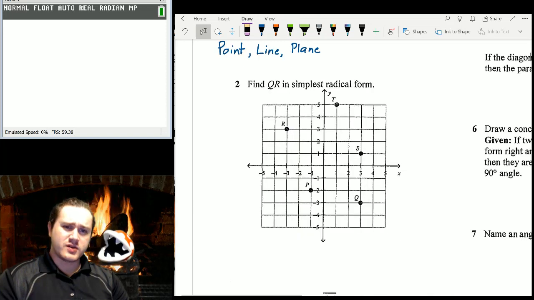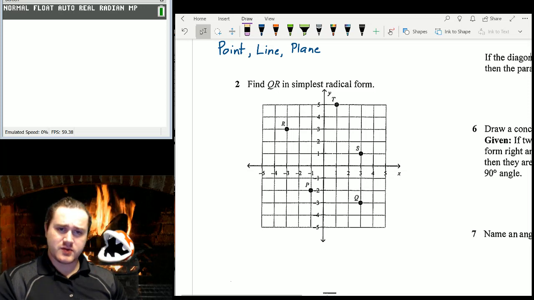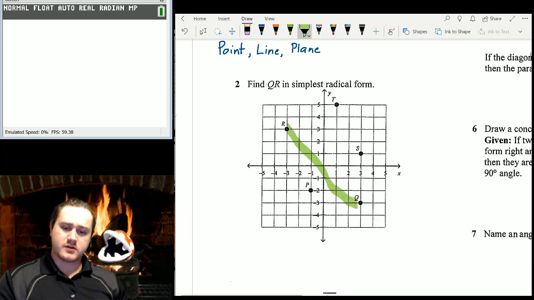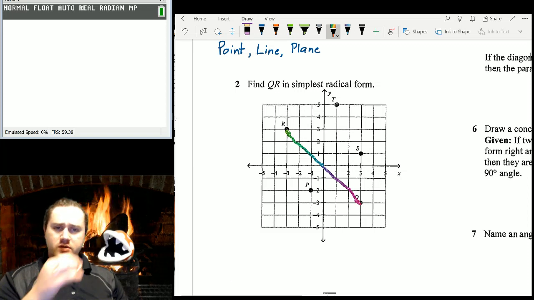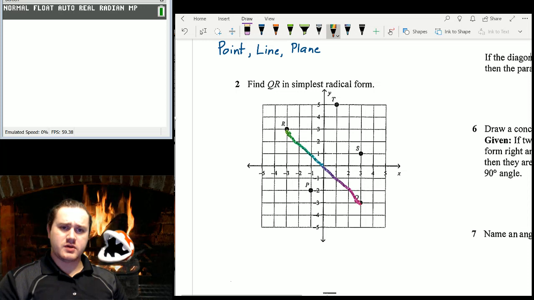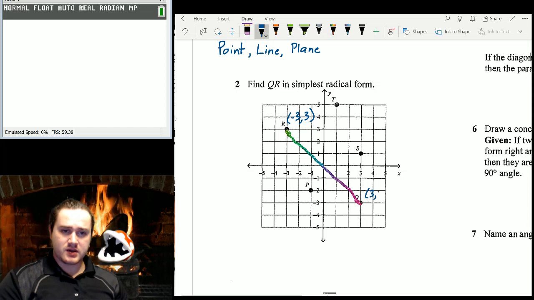Alright, for our next question it says find QR in simplest radical form. So what it's actually asking for is what is the distance between the points Q and R. Alright, so we have a couple options on here. Originally, because we have these ones, you are really intended to want to use not the Pythagorean theorem, but the distance formula. So you actually get the ordered pairs. For example, R here is at -3, +3, and then Q is at +3, -3.